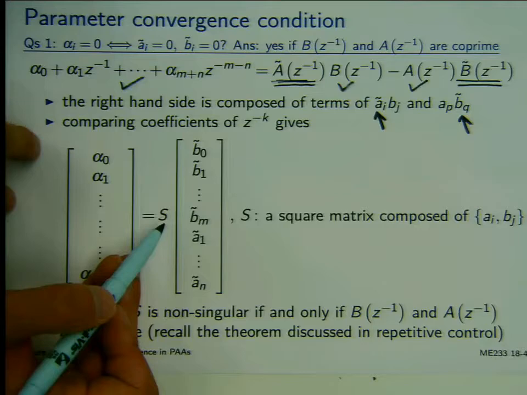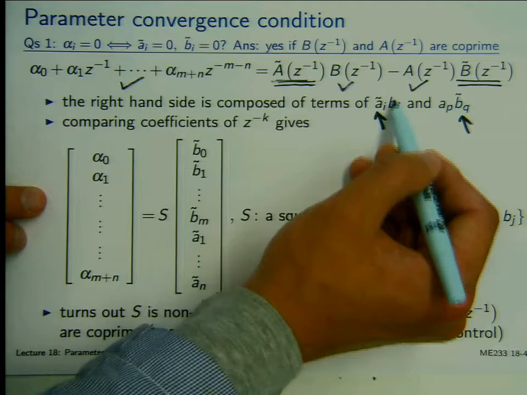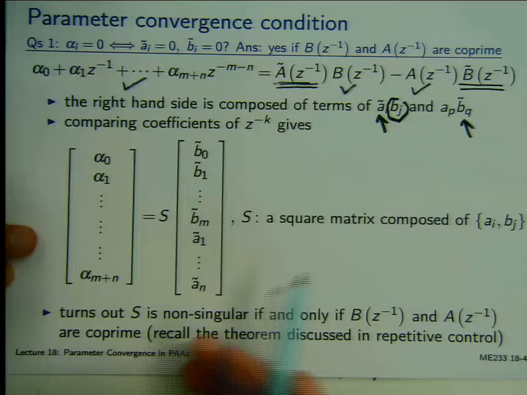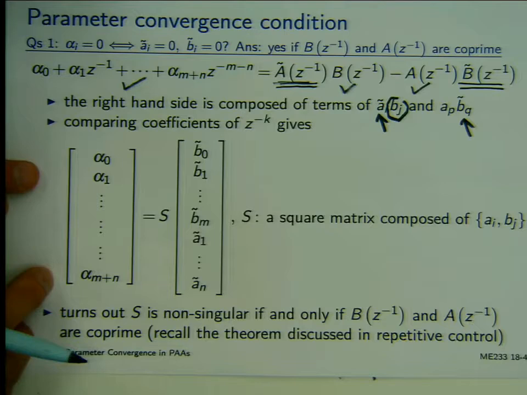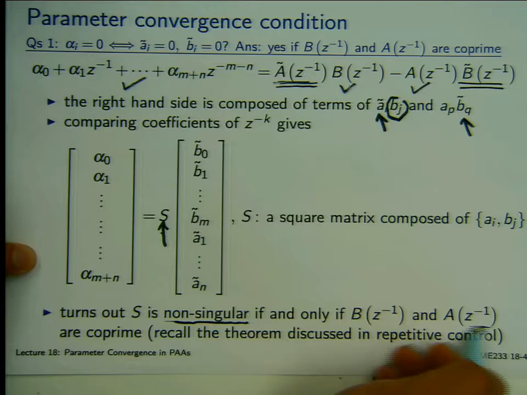Okay, then we can construct, look at this. This is A tilde and B tilde, it's linear in this equation. And the coefficients for these guys are A_i and B_j. So we can write these coefficients in the matrix S. So S is composed of A_i and B_j. And on the left-hand side, we can have the coefficients of alpha 0 to alpha 1, etc. Okay? So we learned from the Diophantine equation that this matrix is non-singular if and only if A and B, capital A and B, are co-prime. Okay?